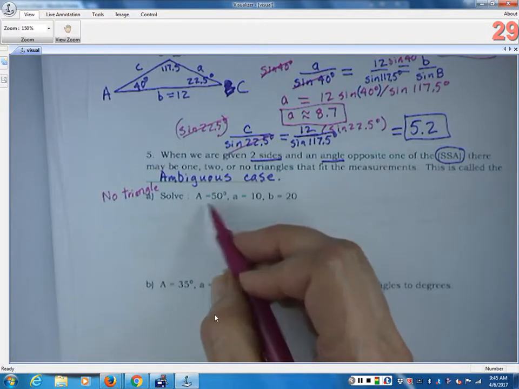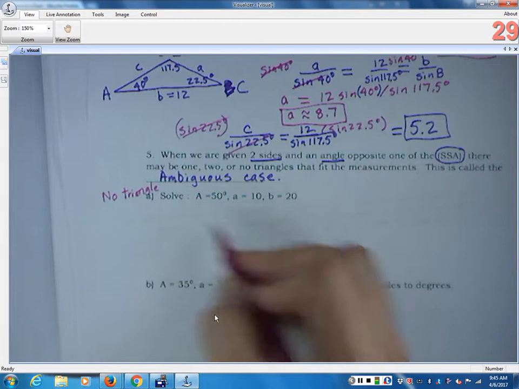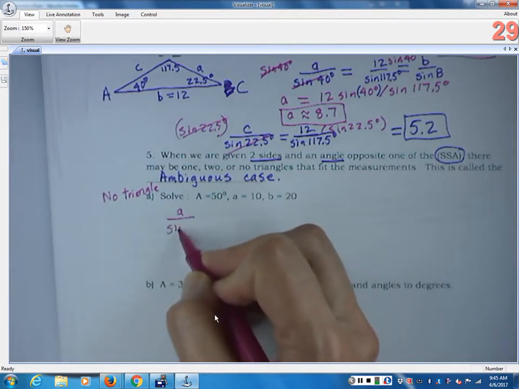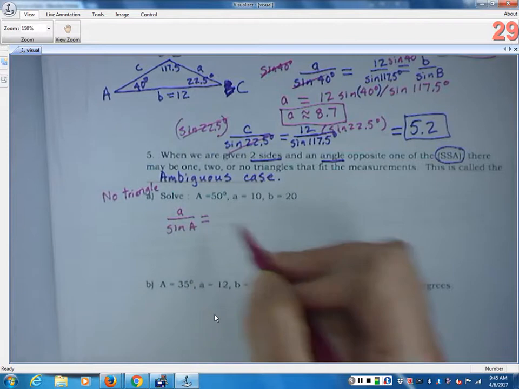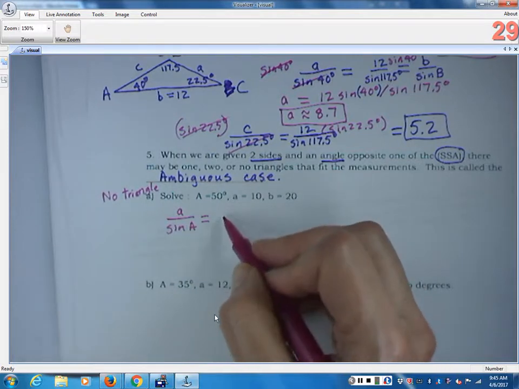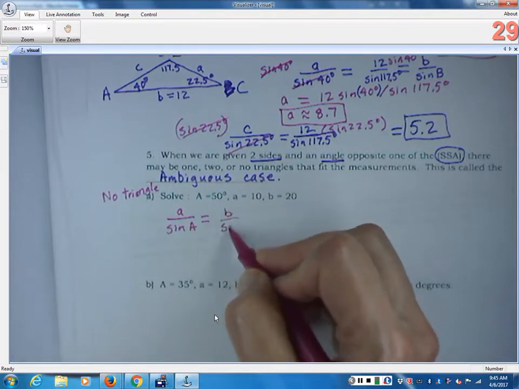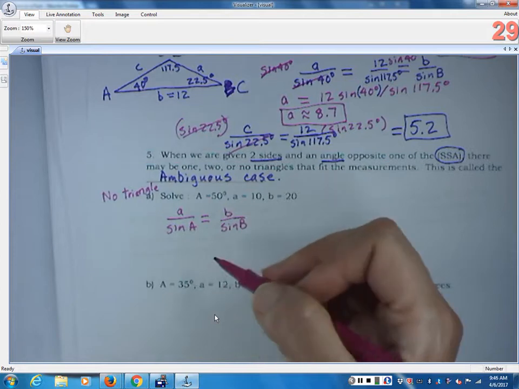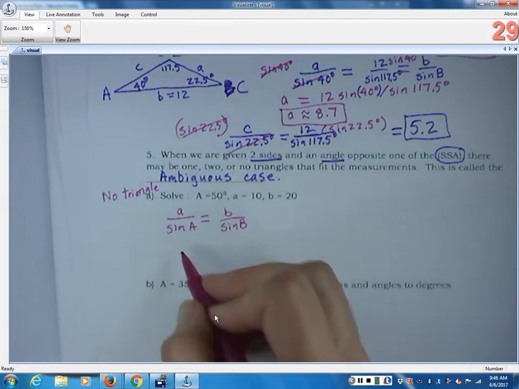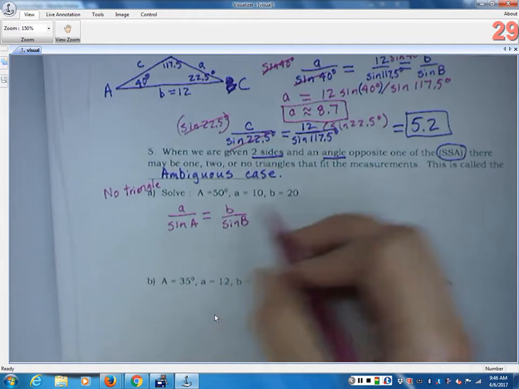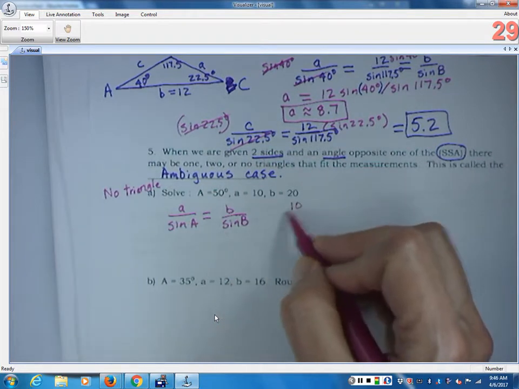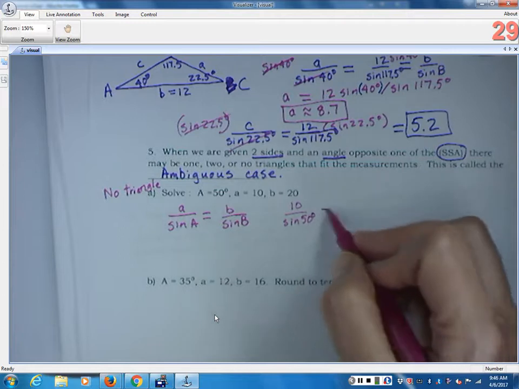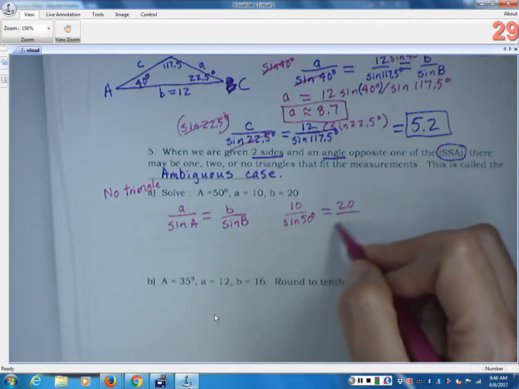So we have sine A over A equals sine B over B. And filling in that, you've got 10 over sine 50 degrees equals 20 over sine B.